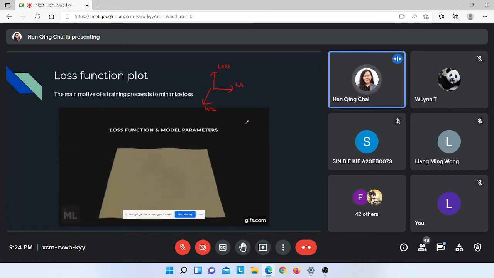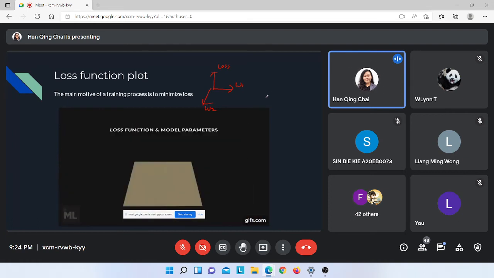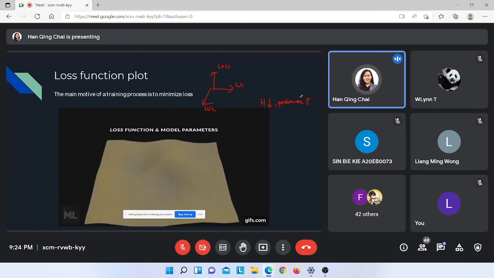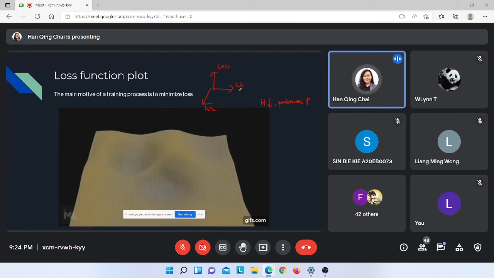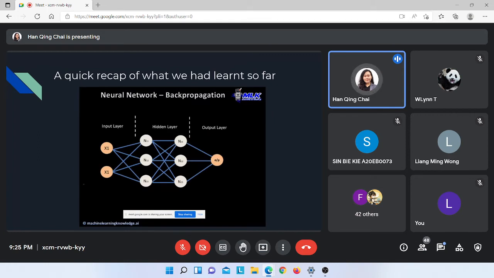Now we'll remember another part. If the loss decreases, the performance of the model increases. The relationship between the loss and our weights really depends, and we will discuss that later. Okay, so a quick recap of what we have learned so far.